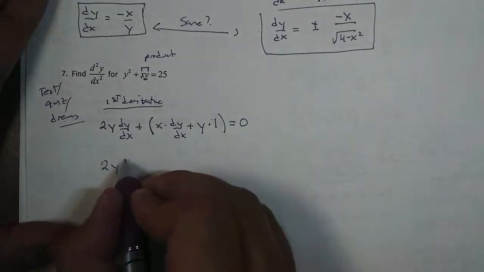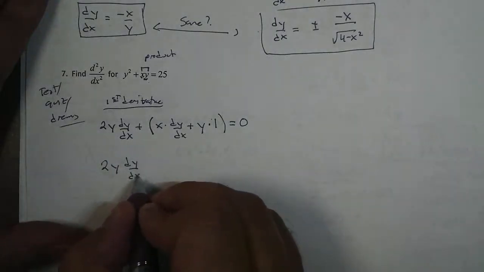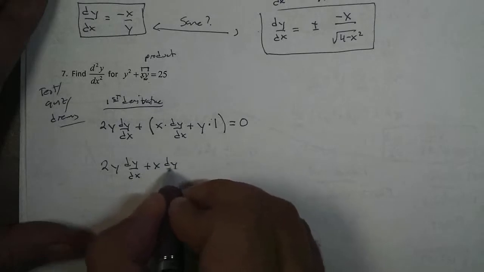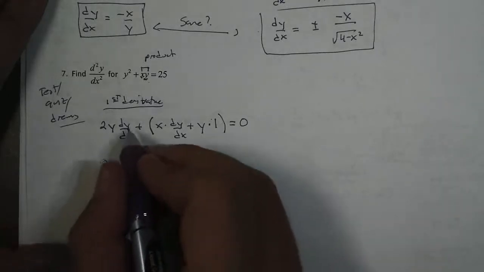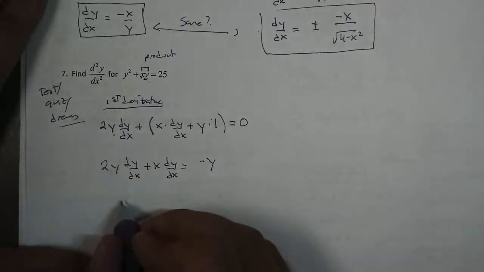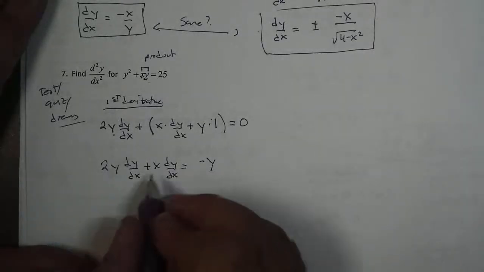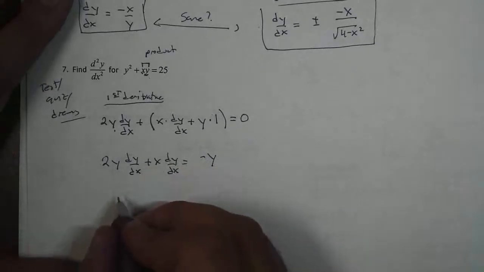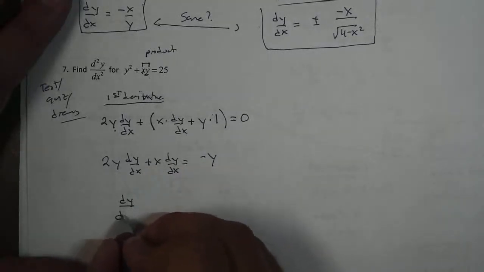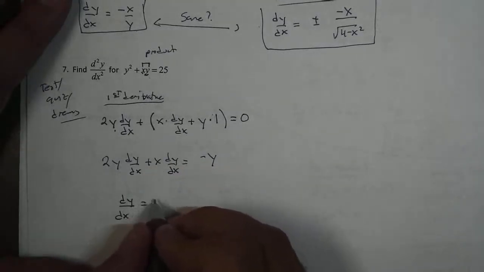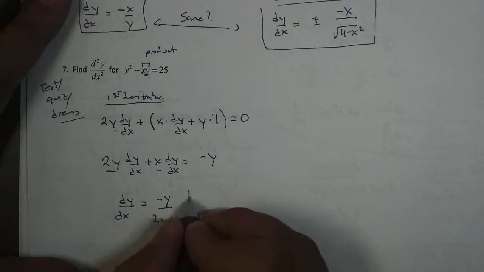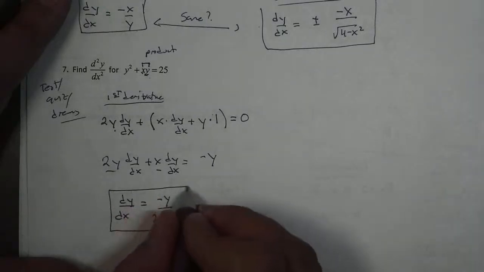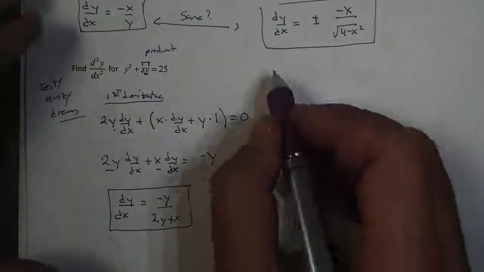Anything that has a dy/dx will stay. So plus x dy/dx. The y goes to the other side. And again, most of you will be able to go from here straight to your answer. I just show that step for the algebra. I know I'm going to divide everything by dy/dx, factor it out, and divide by what's left. So that's going to give me negative y over 2y plus x. And there is our first derivative. Piece of cake, right?